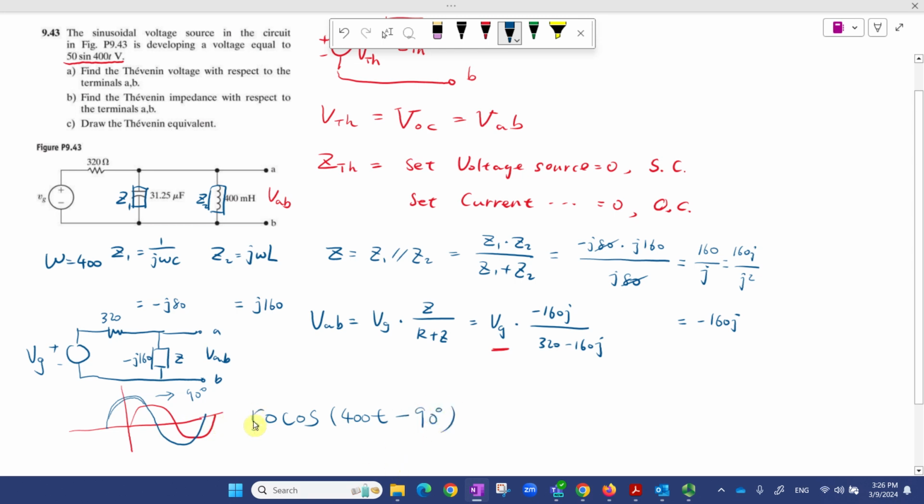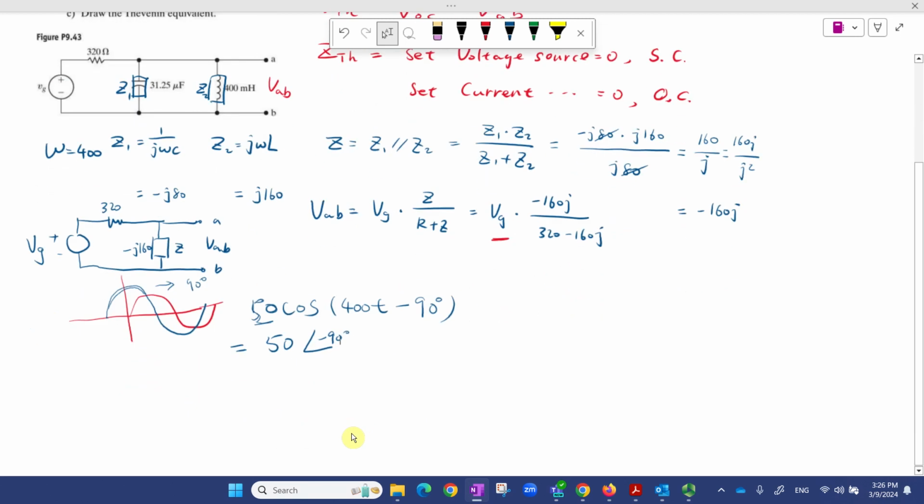Okay, if you want to convert this one to polar form, that equals 50, that's the magnitude, and 90 degrees. So how does that look? The 90 degrees, you can think of in the complex plane. The vertical is the imaginary part, and this is the real part.